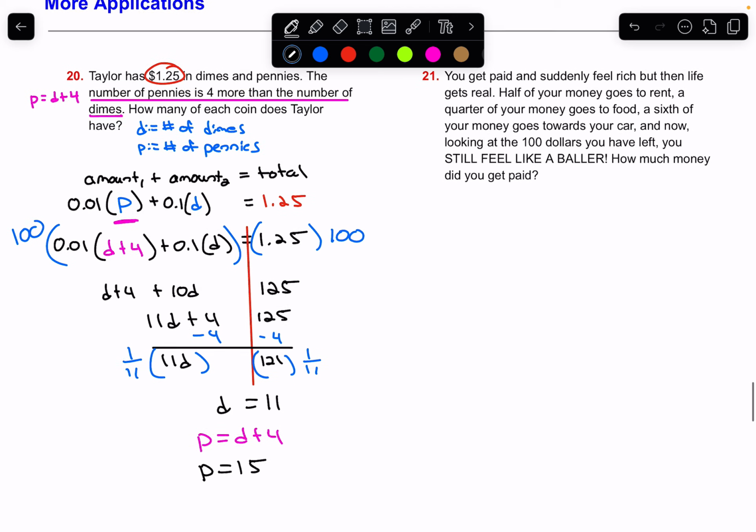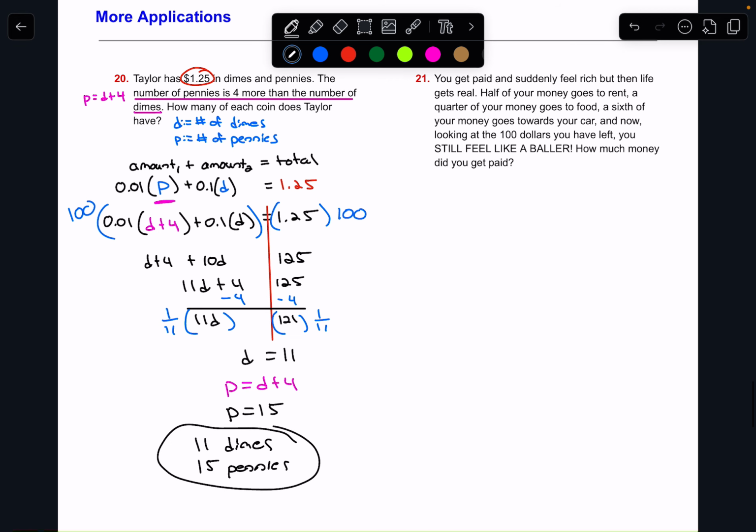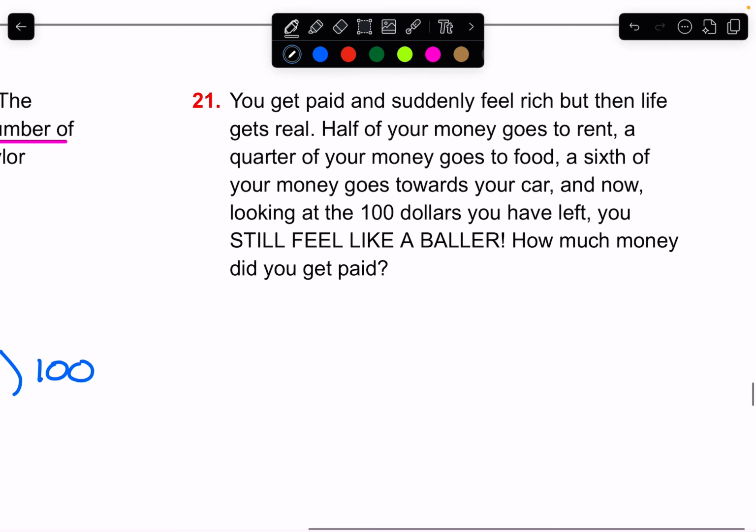And so if we summarize, that says that we have 11 dimes and 15 pennies. So again, if you fell into the trap of thinking it was 5 pennies at the beginning, it is actually 15. All right, not so bad though. Notice we had an application where we actually needed to get rid of decimal places to make that problem a little bit easier on us. Now we're going to do that same idea, but with fractions.